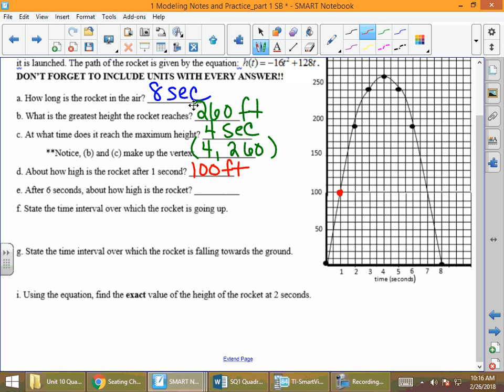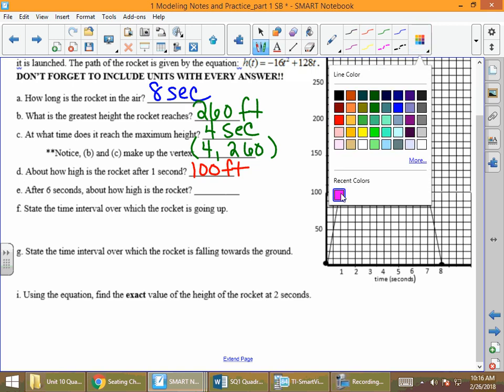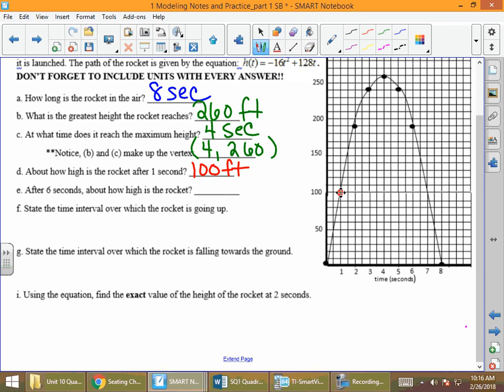Do the same kind of thing for after 6 seconds. After 6 seconds, oh, we already have a point on there. It's here, and that looks like it's 190 feet. And it's always nice when we have a picture given to us, because we can just try to read and interpret the graph as best as possible.